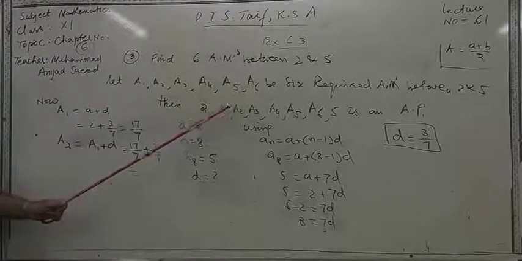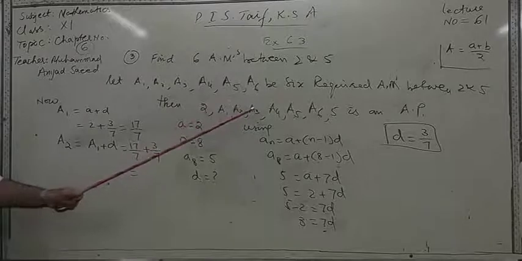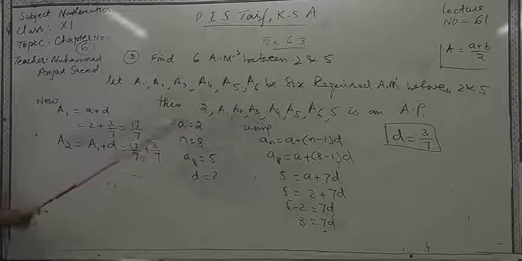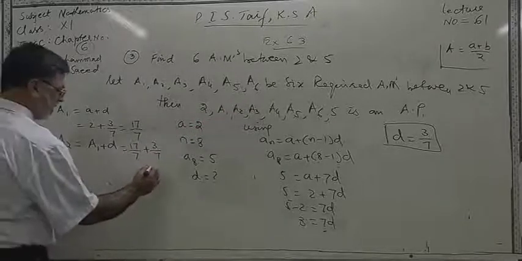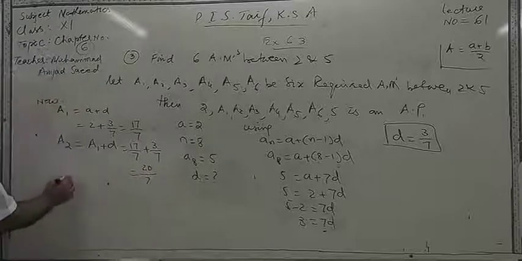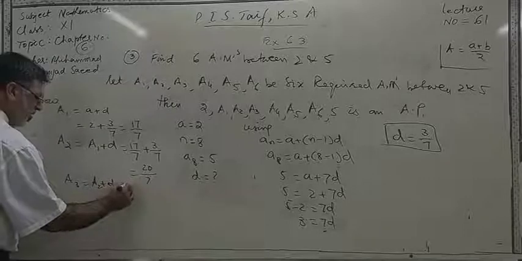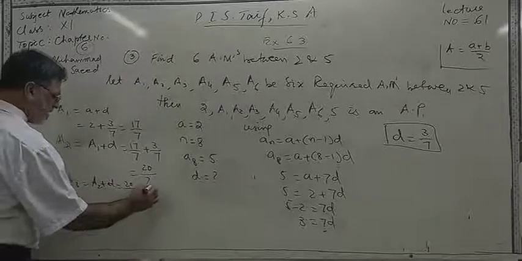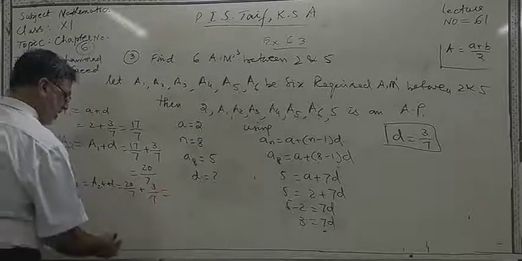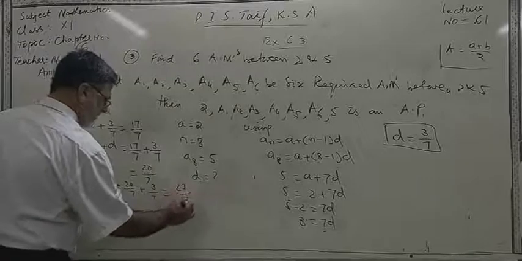A2 can be obtained by adding D and A1. A3 can be obtained by adding D and A2. Here it is 20 over 7. What about A3? A2 plus D, 20 over 7 plus 3 over 7. That will be 23 over 7.